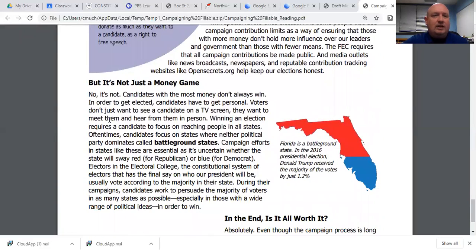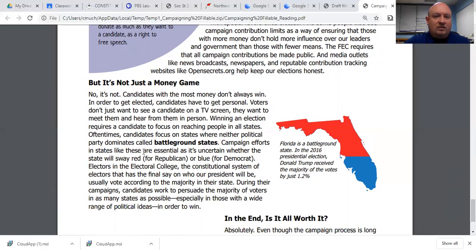But it's not just a money game. No, it's not. Candidates with the most money don't always win. In order to get elected, candidates have to get personal. Voters don't want to see a candidate on a TV screen. They want to meet them and hear from them in person. Winning an election requires a candidate to focus on reaching people in all states. Oftentimes, candidates focus on states where neither political party dominates, called battleground states.